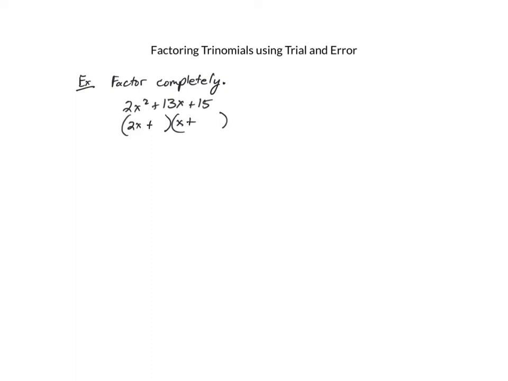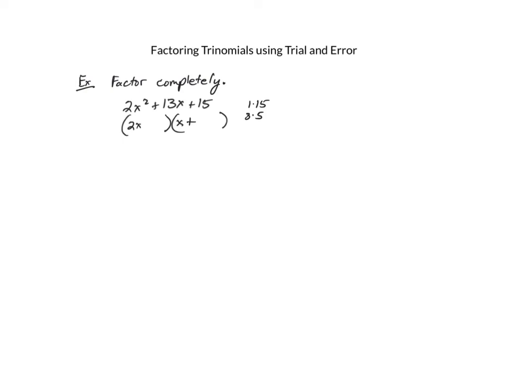So for 15, my choices are 1 times 15 or 3 times 5. And you can start with whatever looks good to you. I'll just start with my 1 and 15. Notice on the outside, I would have a 30x, and on the inside, I would have a 1x. So that is not it. Let's move on.